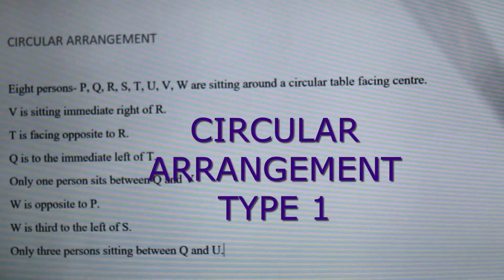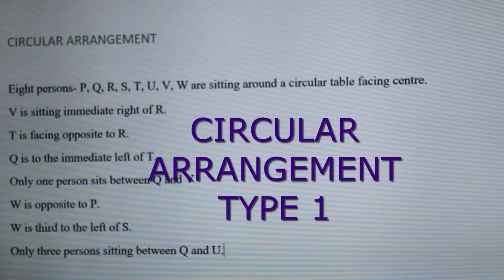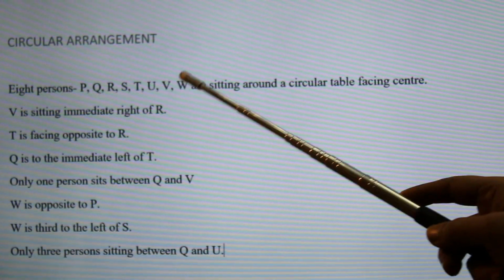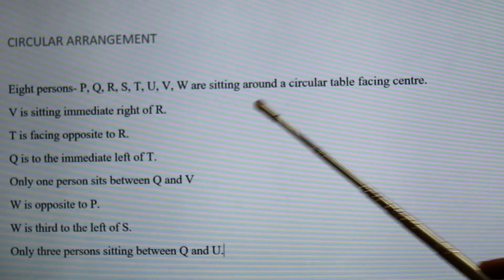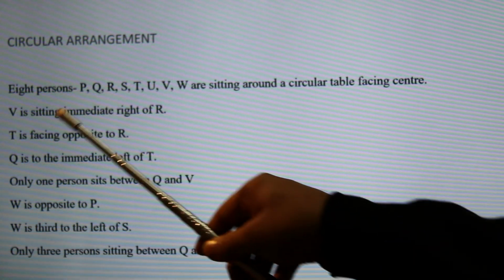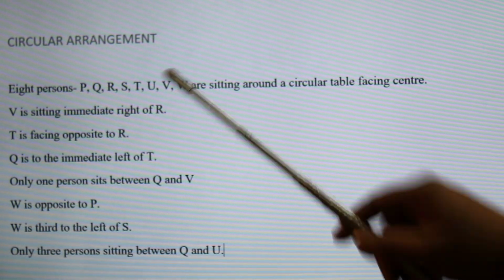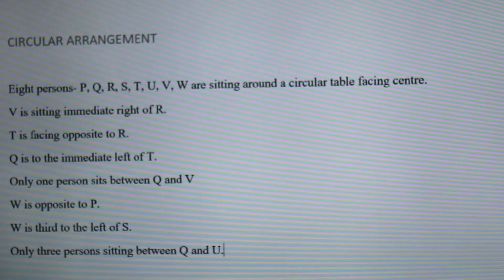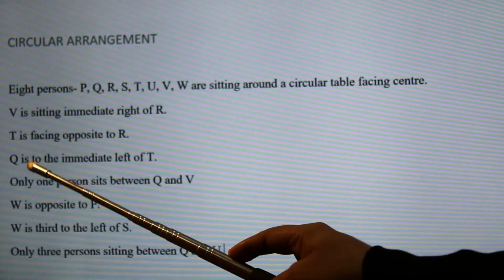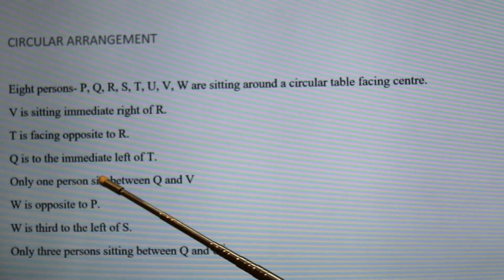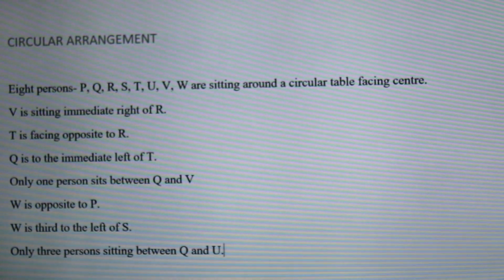This is a question from the topic circular arrangement. 8 persons P, Q, R, S, T, U, V, W are sitting around a circular table facing center. V is sitting immediate right of R. T is facing opposite to R. Q is to the immediate left of T. Only one person sits between Q and V.